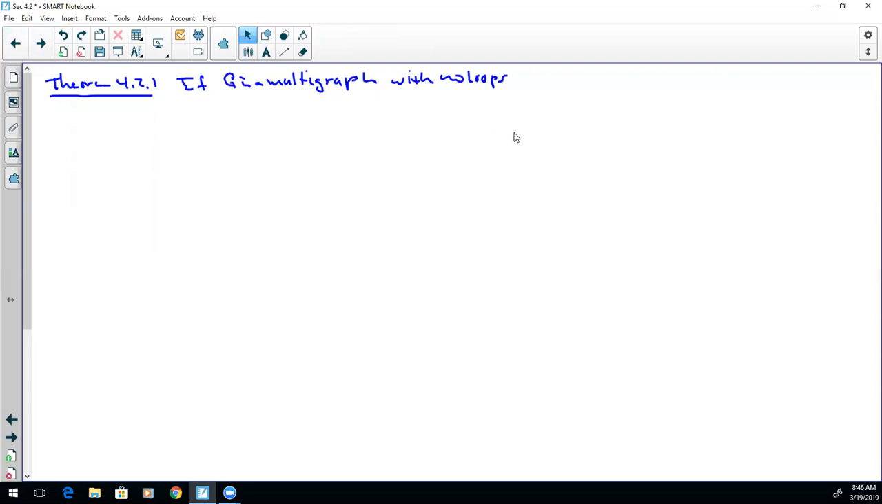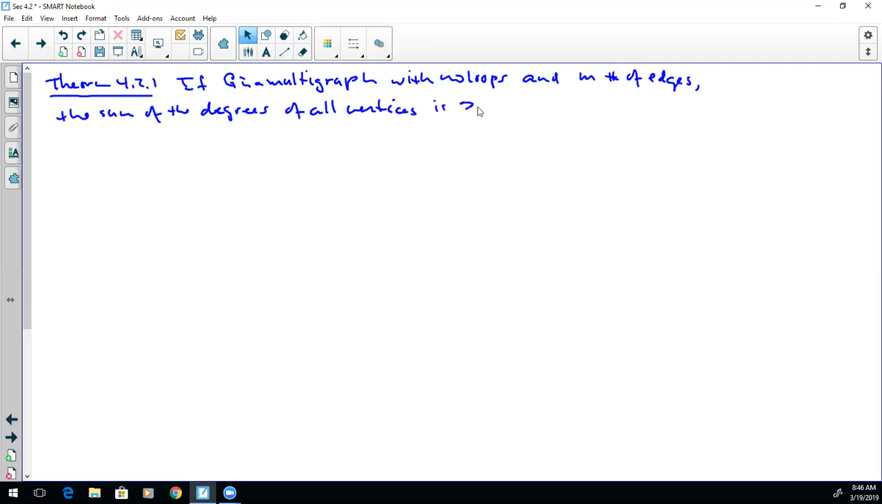So if G is a multigraph with no loops and M number of edges, then the sum of the degrees of all the vertices is 2m. I said it doesn't apply to the graph we just had.